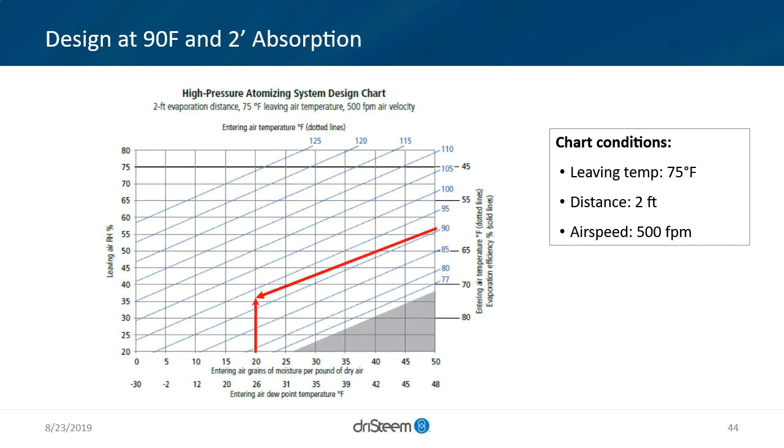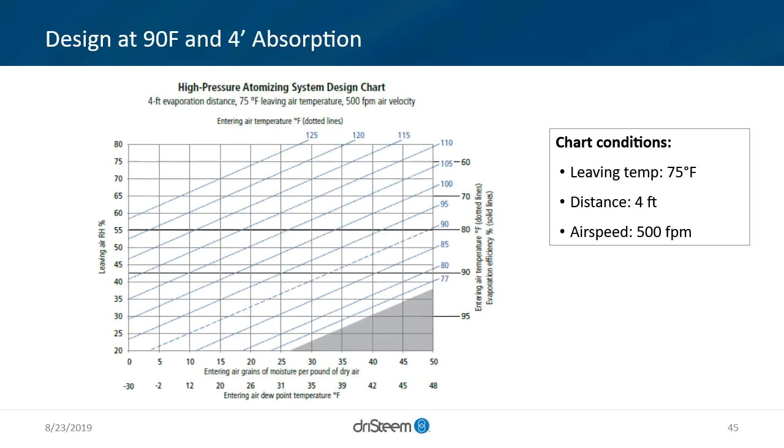Looking at 90 degrees Fahrenheit coming in and 20 grains, and going over to the right from a 2-foot perspective, we're about 75% efficient. Moving to the 4-foot example, again at 90 degrees Fahrenheit and 20 grains of moisture coming in, we gain that efficiency at 93% efficient.